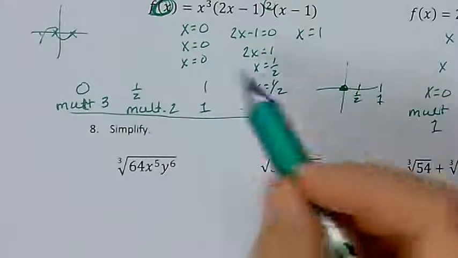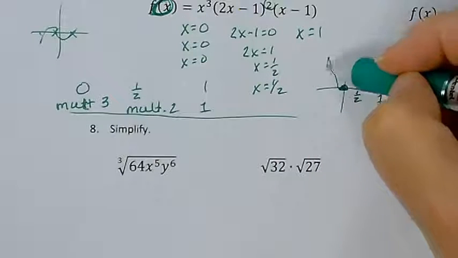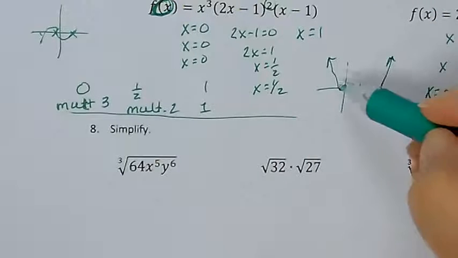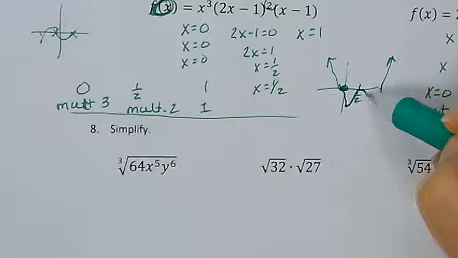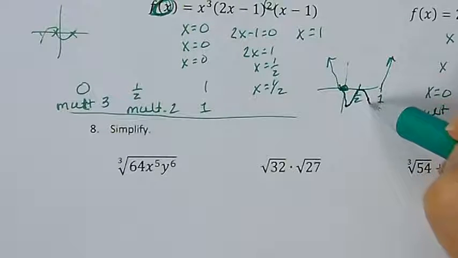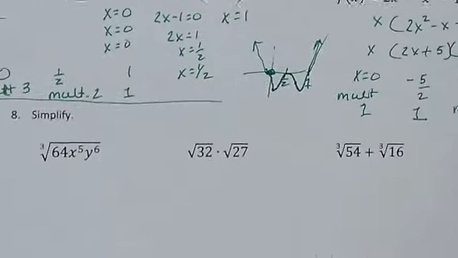So the end behavior of an x to the 6 means the ends are going to go up. 0 happens 3 times, so it's going to go through there. 1/2 happens twice, so it's going to touch and then come down and go back through 1. So it looks something like that.